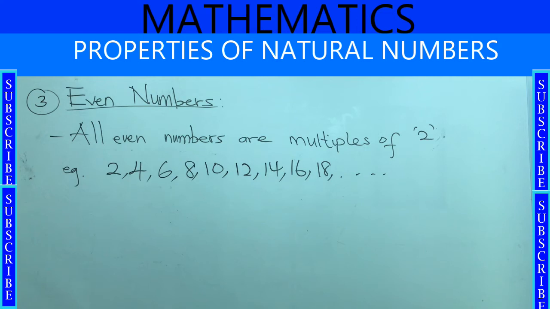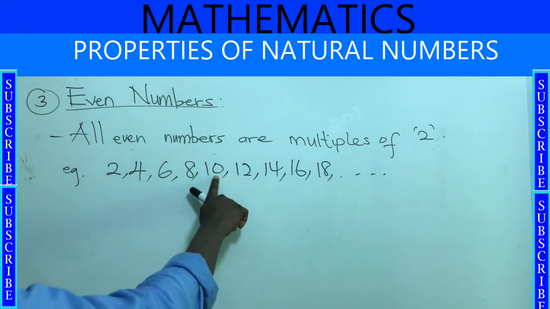We can boldly say that all even numbers may end with a 0, a 2, a 4, a 6, or an 8. Why am I saying that? Take a look at all the numbers here: 2, 4, 6, 8, 10, 12, 14, 16. When you take 2, it is divisible by 2, and it's a multiple of 2, so it's an even number. 4 is an even number, 6 is an even number, 8 an even number.